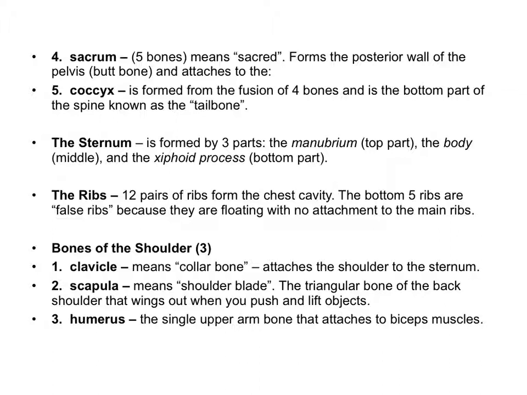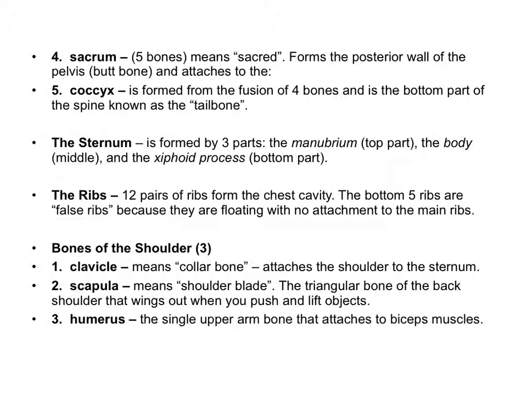Number 4 is the sacrum. Sacrum has 5 fused bones. It means sacred. It forms the posterior wall of the pelvis, and it attaches to the coccyx, and that is the fusion of 4 bones, or 3 to 5 bones in general, and is the bottom part of the spine known as the tailbone.